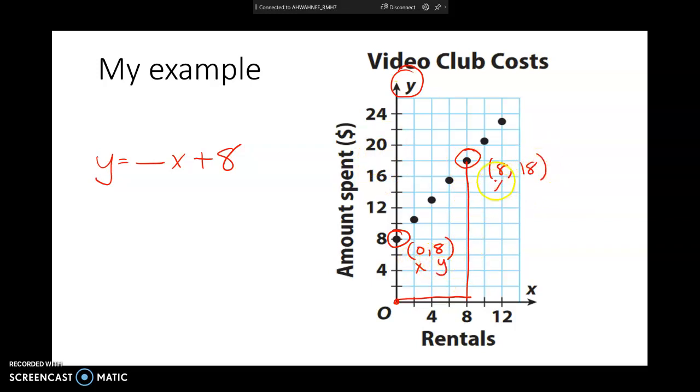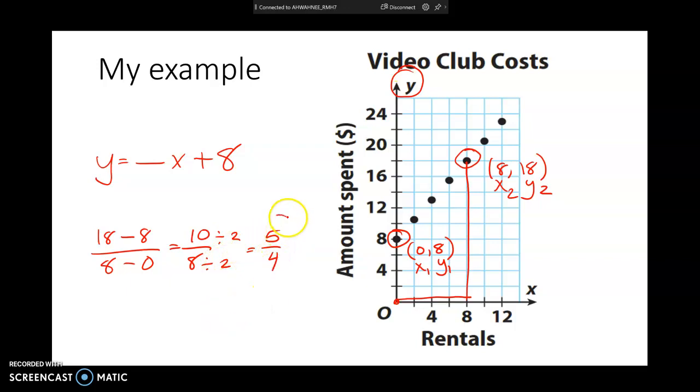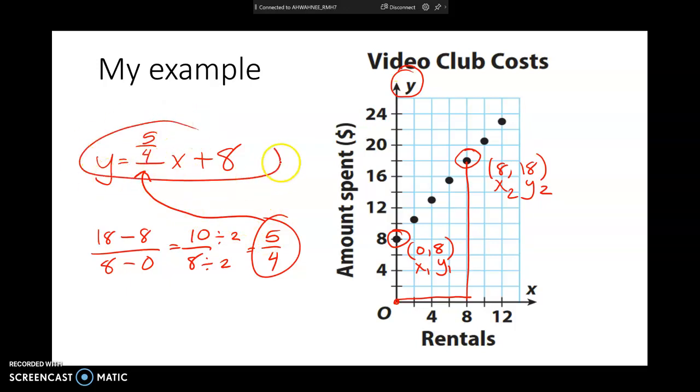x, y, x, y. These come first. These come second. So y2 is 18 minus y1 is 8 over x2 is 8 minus x1 is 0. 18 minus 8 is 10. 8 minus 0 is 8. So I could divide both of these by 2, and I get 5 over 4. This number is slope. It goes right next to x. So you just put 5 over 4. Final answer, you're done. Let's do another one.